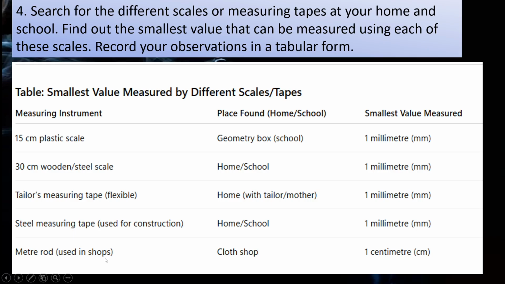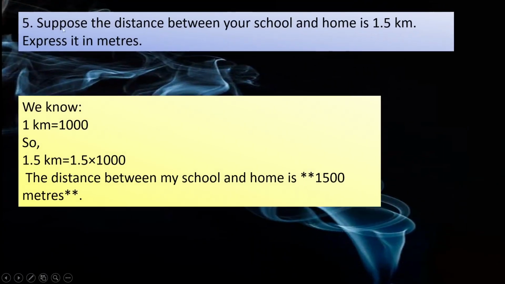Meter rod, used in shops, like a cloth shop: centimeter is the smallest unit. Fifth one, suppose the distance between your school and home is 1.5 kilometer. Express it in meters. We have to convert kilometer to meter. We know 1 kilometer is equal to 1000 meter. So 1.5 kilometer is equal to 1.5 into 1000. That is, the distance between my school and home is 1500 meter.